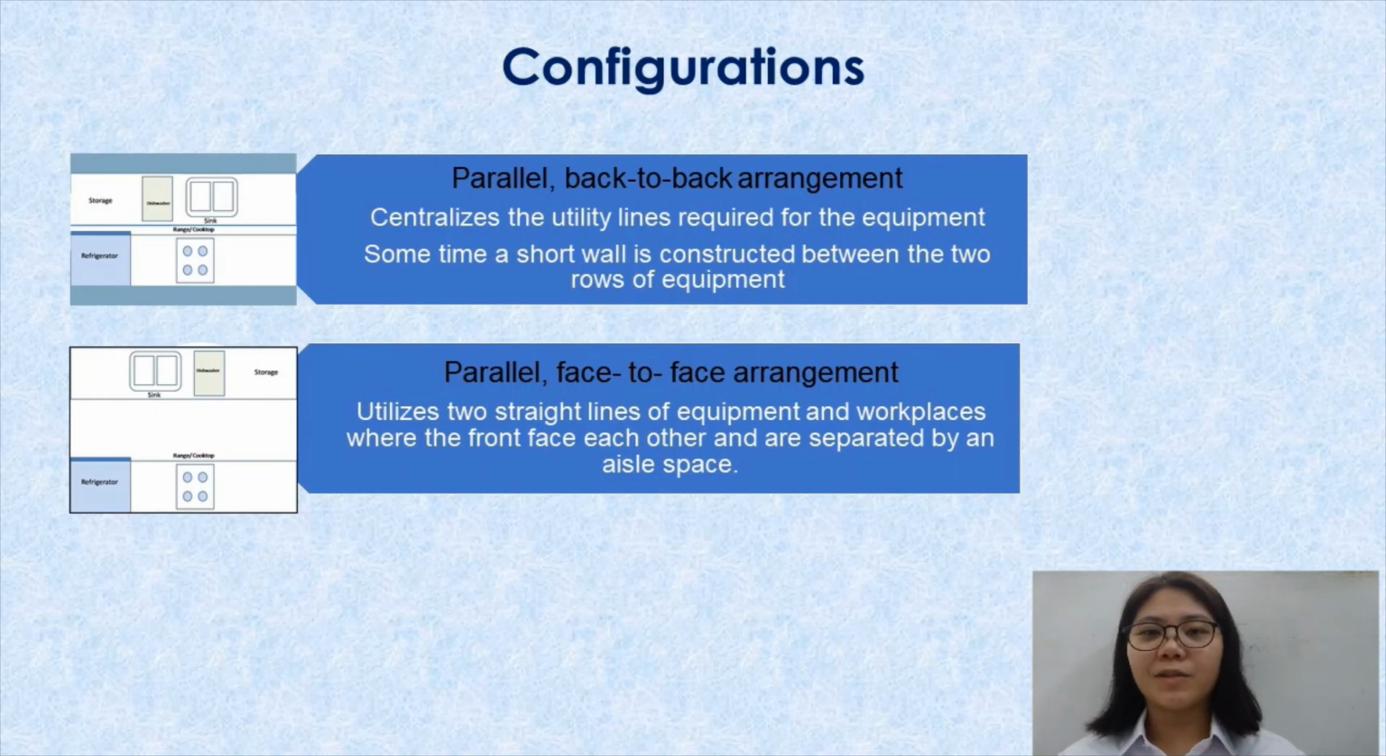And now the fourth layout, which is the parallel back-to-back arrangement. It centralizes the utility lines required for the equipment. As you can see, the equipment is placed parallel, back to back. Sometimes a short wall is constructed between the two rows of equipment. And then the last one is the parallel face-to-face arrangement. It utilizes two straight lines of equipment and workplaces where the fronts face each other and are separated by an aisle space. It is most commonly used in the back of the house.